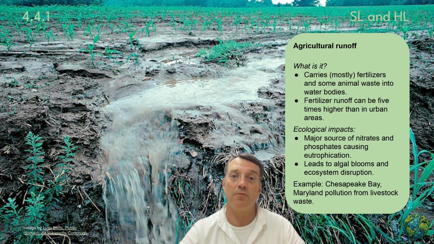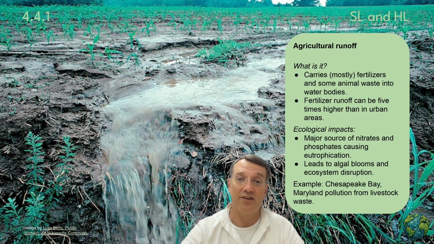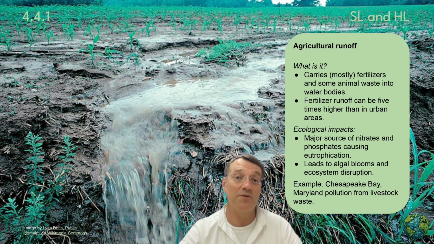Agricultural runoff is another major source of water pollution, and in many places, it's actually the biggest contributor. When farmers apply fertilizers to their crops, they're adding nutrients to help the plants grow. However, when rain falls or when irrigation water flows across fields, it carries these fertilizers along with some animal waste into nearby streams, rivers, and lakes. And here's a striking fact. Fertilizer runoff from agricultural areas can be 5 times higher than runoff from urban areas.